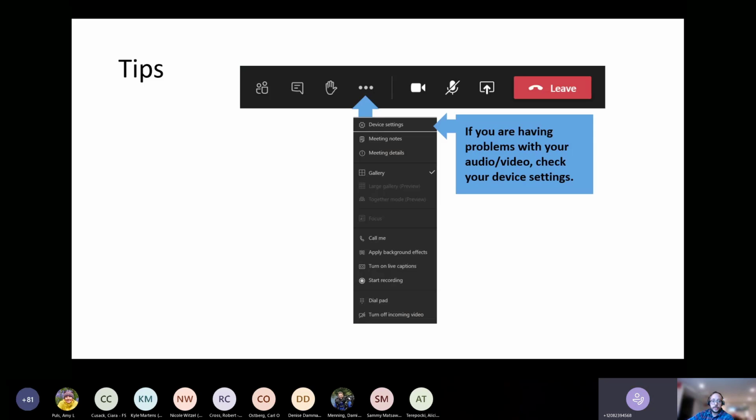A couple additional tips. If you're having trouble with your audio, check your device's settings, which you can get from the ellipses or those 3 dots on the toolbar. You can always use the meeting chat to contact the organizers, which is myself and my coworker, Amy Poles, and we'll do our best to help you out.